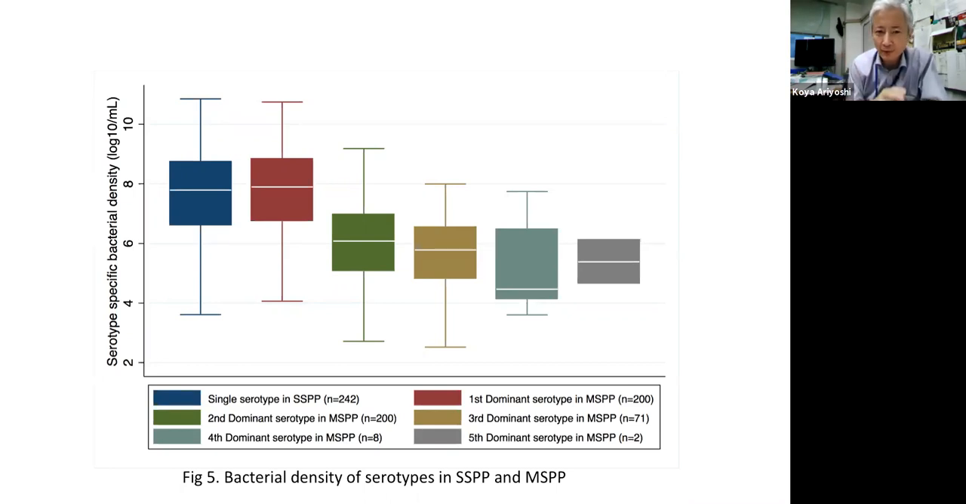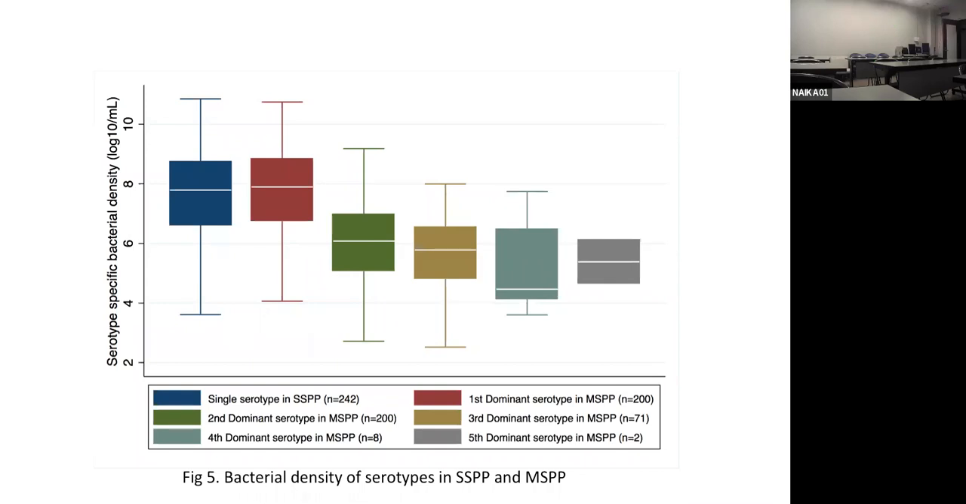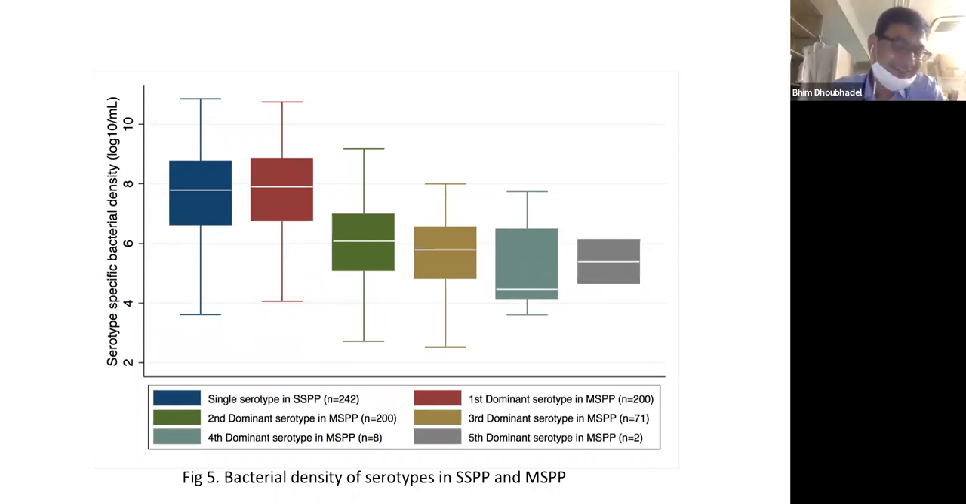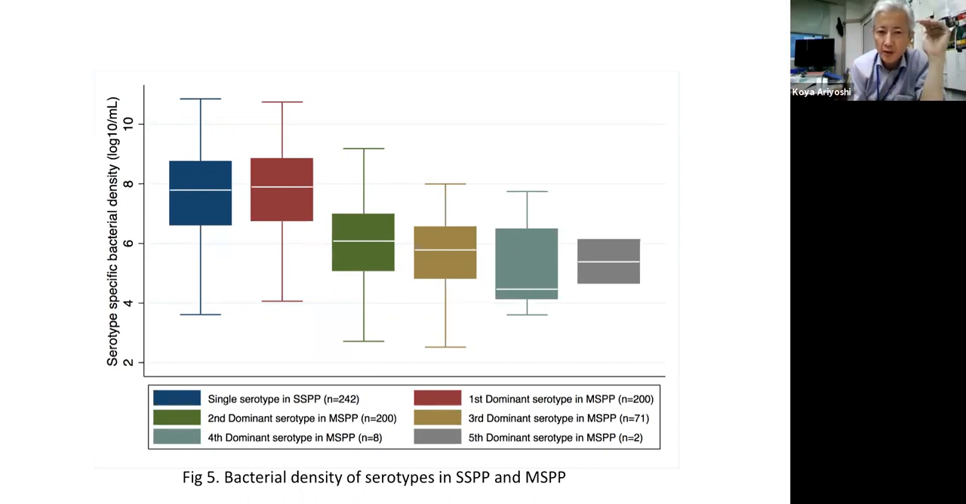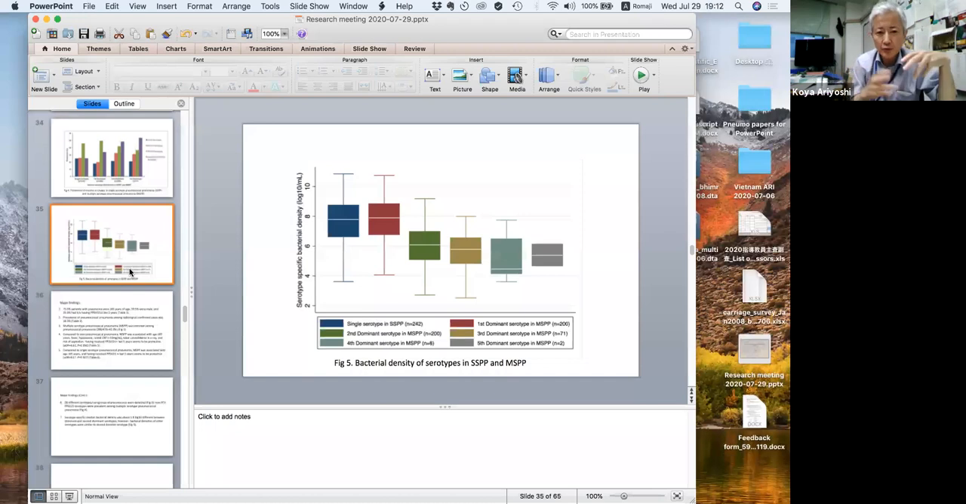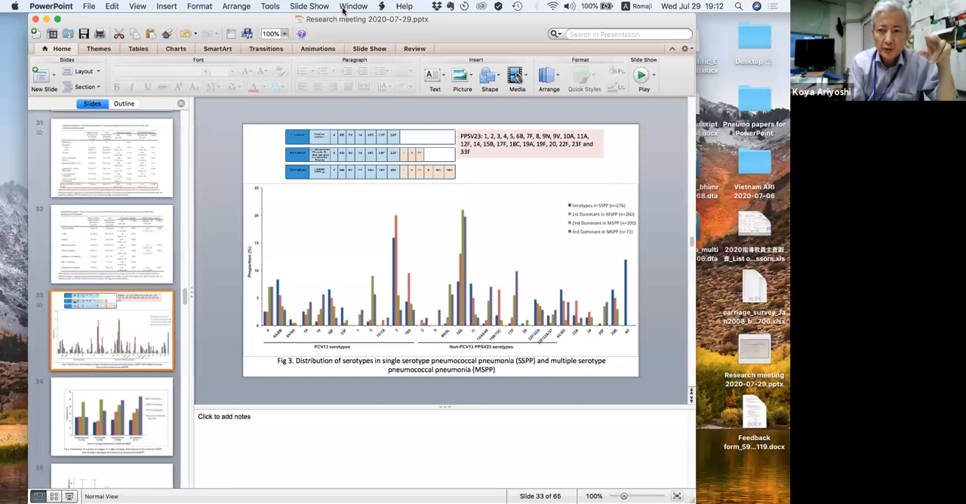I'm not convinced at all. Bhim-san, can I say something? That's true, actually. We possibly try the bacterial load of individual serotypes, whether there's any difference in bacterial load between individual serotypes. And then we want to see some associations between serotype frequency and bacterial load. So the serotype-specific bacterial load, that's what I might be interested in.